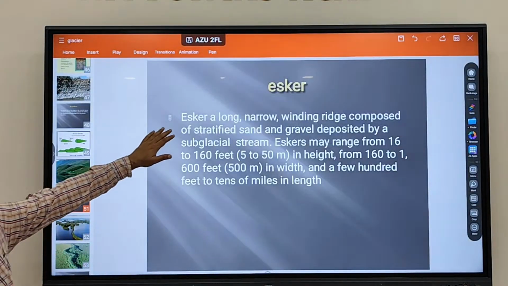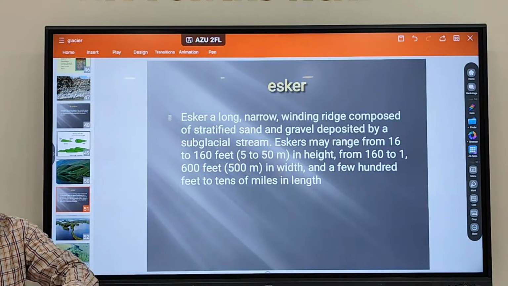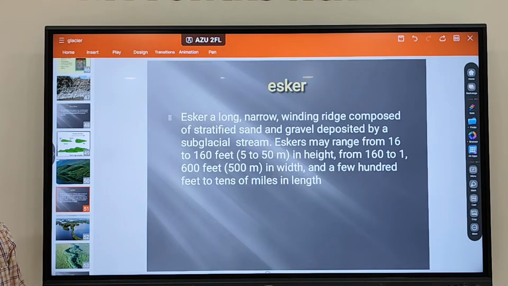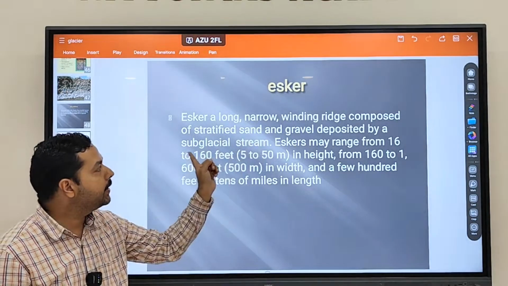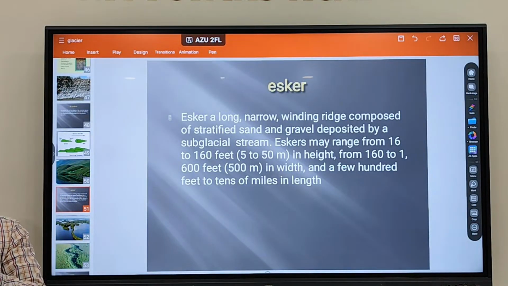So it is saying an Esker is a long, narrow, winding ridge. Ridge means what? Highland part. On the other side you are seeing water, and in the middle you are finding a ridge of stratified sand and gravel deposited by the glaciers. So the glacier is depositing this long narrow ridge, and this is called an Esker.